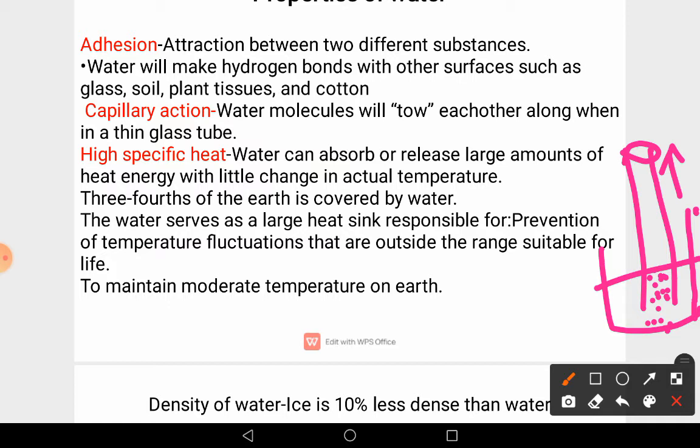High specific heat. Water can absorb or release a large amount of heat energy with little change in actual temperature. Water serves as a large heat sink responsible for prevention of temperature fluctuations that are outside the range suitable for life. And it also maintains moderate temperature on the earth.